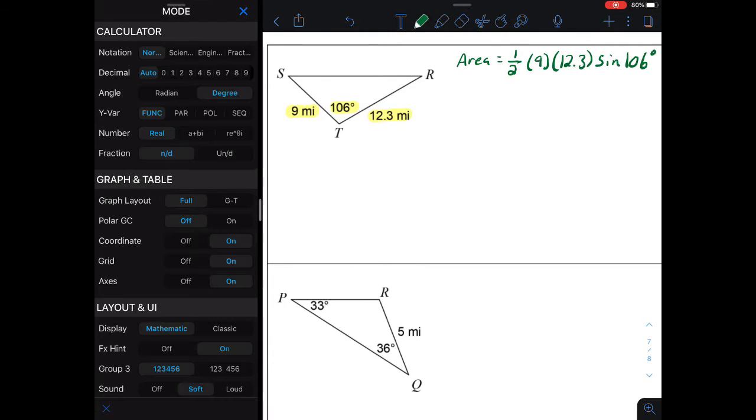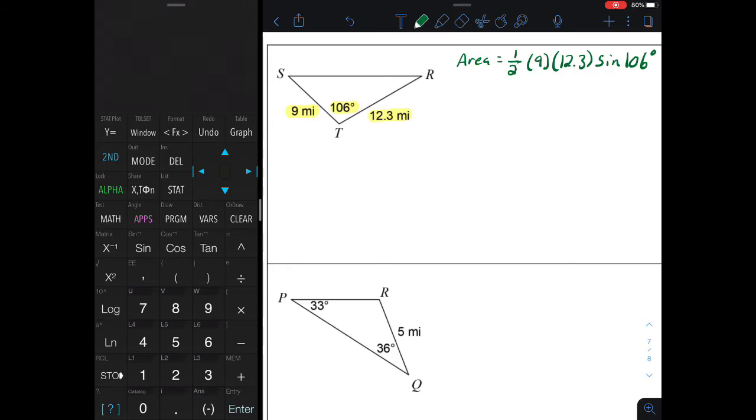I go to my calculator and I look, the calculator's in degree mode. So 1/2 times 9 times 12.3 times sine of 106. And that gives us our area. Our area would be about 53.21. And remember, area is degree 2, so miles squared. All right, so that's area using side angle side.